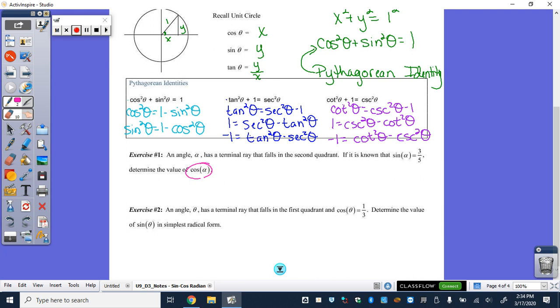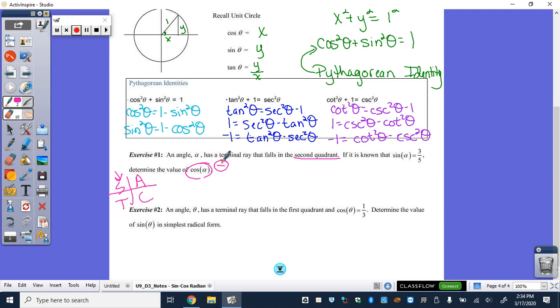Looking for cosine, we are in the second quadrant. So if you remember, all schools torture children. In the second quadrant, only sine is positive. So that means my cosine value needs to be a negative. And so I'm going to keep that in mind as I'm going to solve this. I know cosine needs to be negative because of where we are located.